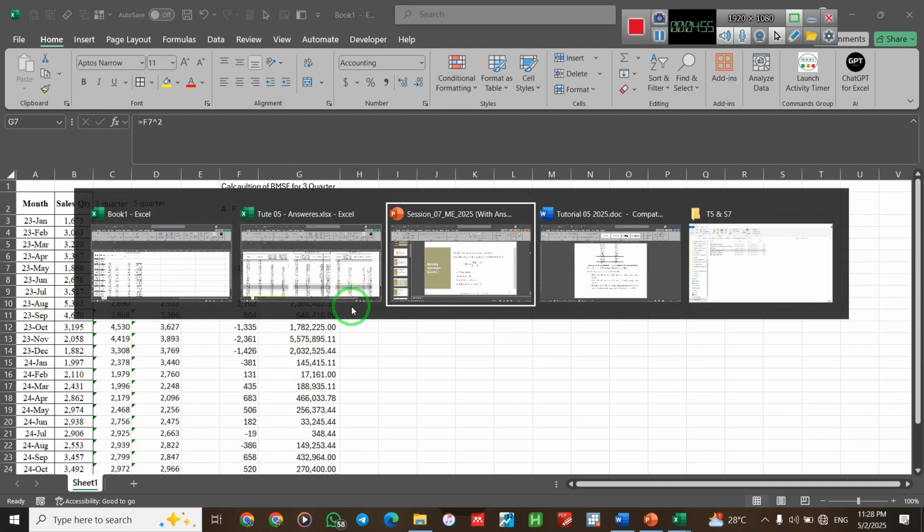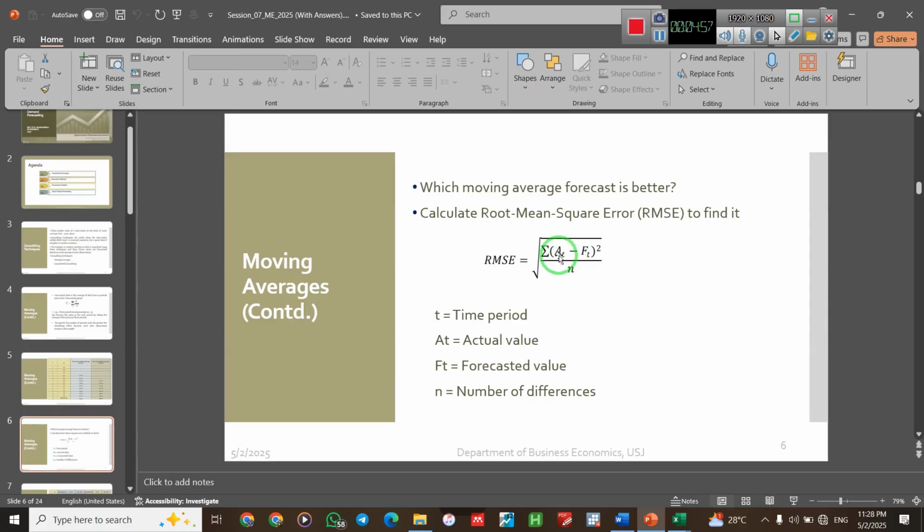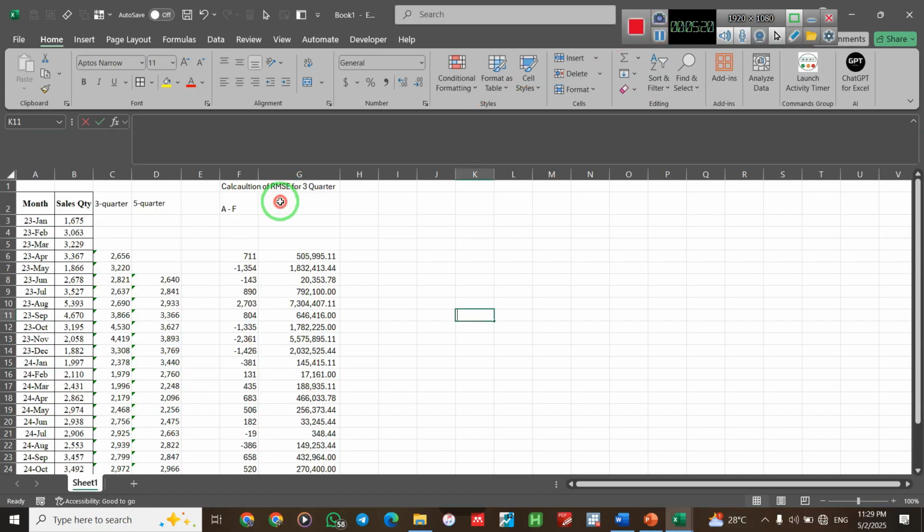If you go to your formula, it is actual minus forecasted value, squared, right? So you have to square every value. This sigma means every observation, or every value in the table, right? So we have done that part. We have done with the upper part, right? So this is your squared value that we have found, right?